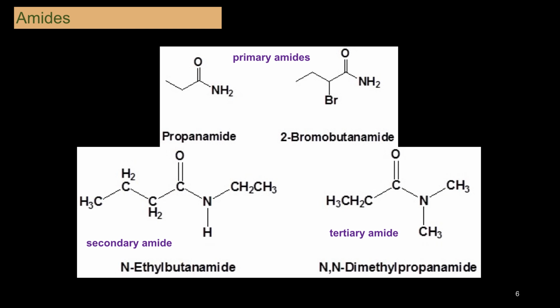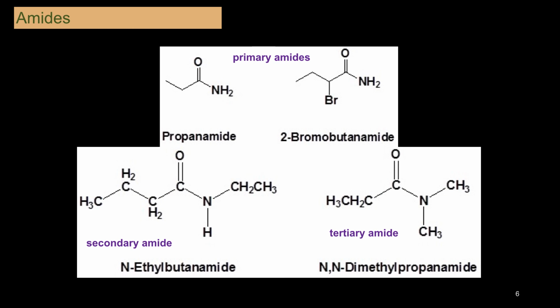The top left amide has 3 carbons in the chain beginning with the carbonyl carbon, and the nitrogen has 2 hydrogens attached. It is called propanamide. The top right amide has 4 carbons in the carbonyl chain with a bromine attached to carbon 2, and the nitrogen has 2 hydrogens attached. It is called 2-bromobutanamide.